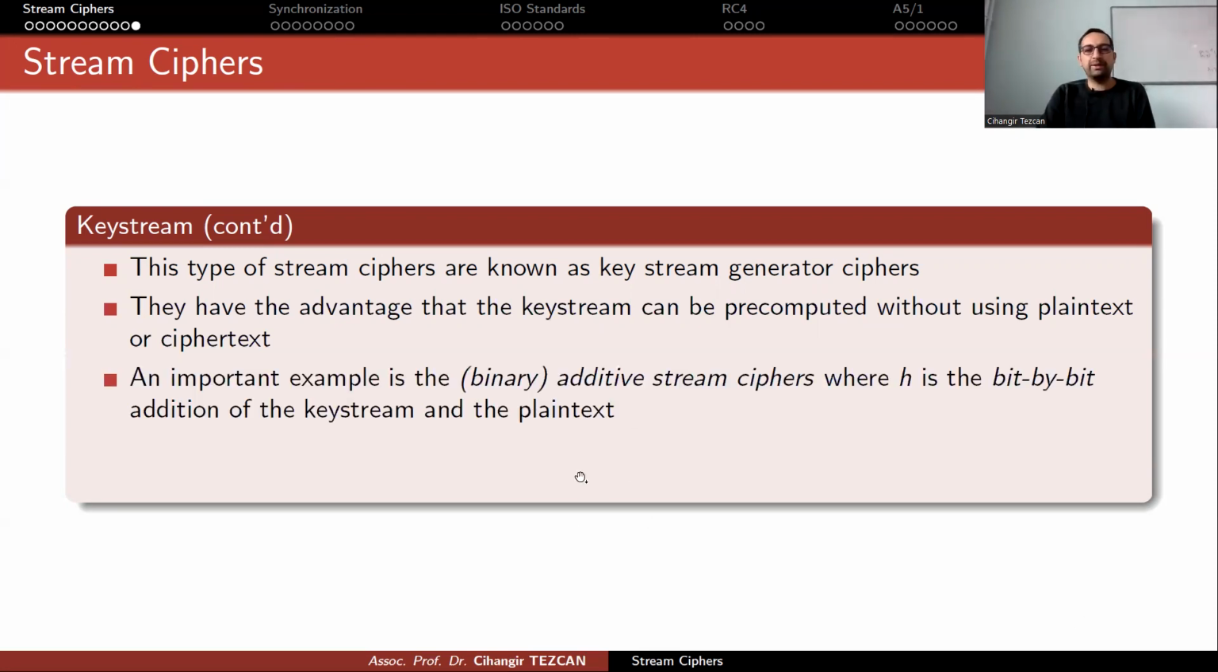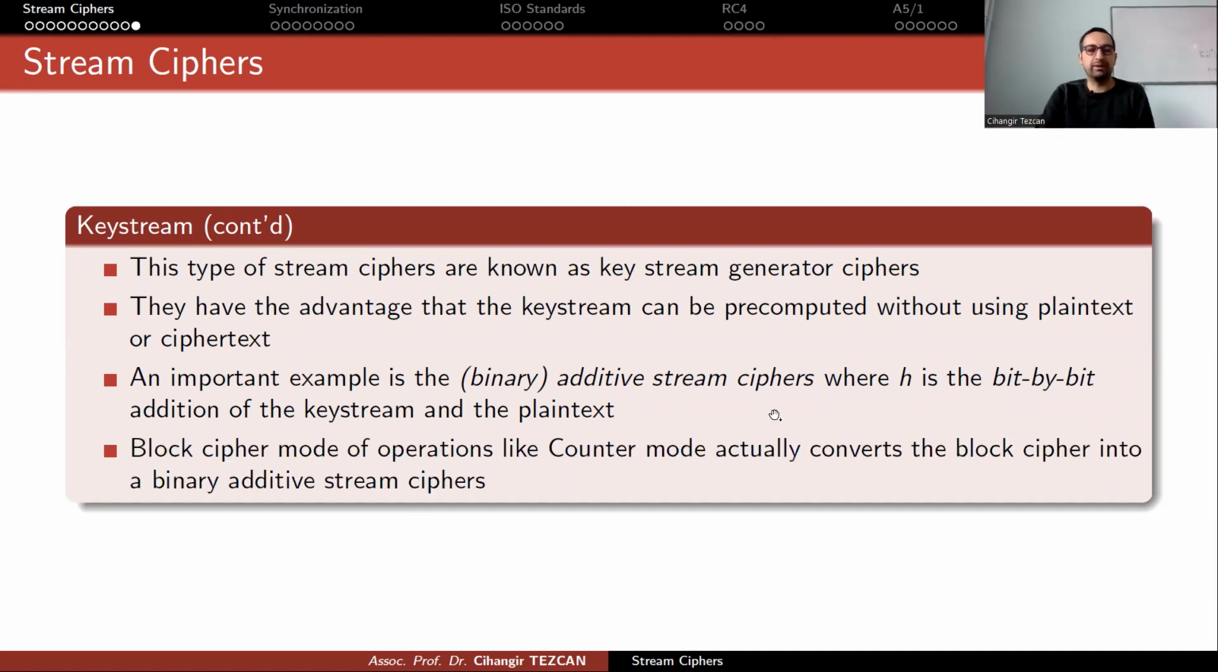An important example is the binary additive stream ciphers, where H is bit-by-bit addition of the key stream and the plain text. This means that you simply XOR the key stream with the plain text. Block cipher modes of operation like counter mode actually convert the block cipher into a binary additive stream cipher. Okay.